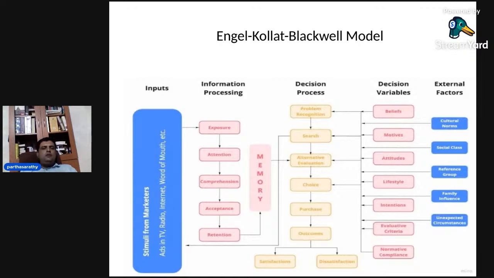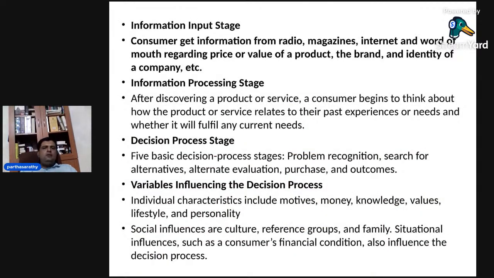We receive the inputs through advertising, TV, or anything about a product or a service. Then information processing is done. We do a processing of information. Then the decision process, the process of decision. We try to get information from various sources, decision variables that are there in the slide: beliefs, motive, attitude, lifestyle, all these things, and external factors. So all those things have to be considered. Now we'll see in detail what it signifies.